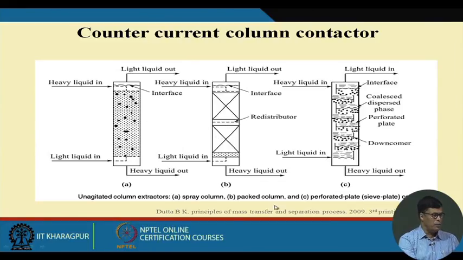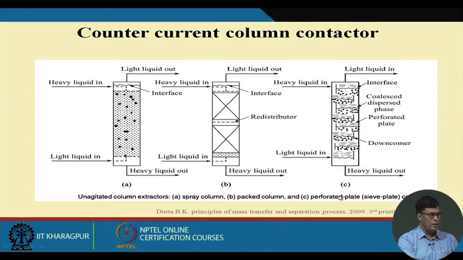Now, another thing we have is the packed column. Packed column means here we pack some kind of solid materials, and then the heavier liquid is coming here, through perforated materials which have some porosity. Then when the lighter liquid and the heavier liquid cross each other, they have intimate mixing, and we can separate them: the light liquid goes out from the top, and the heavy liquid goes out from the bottom.